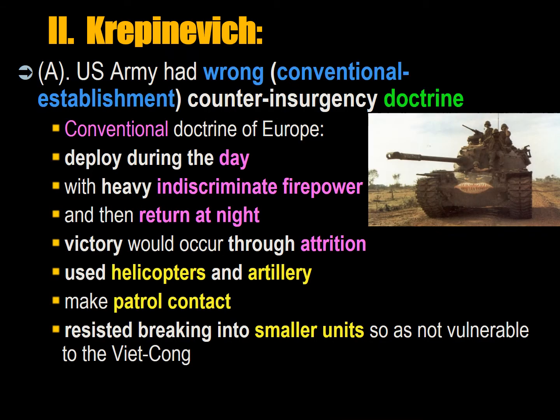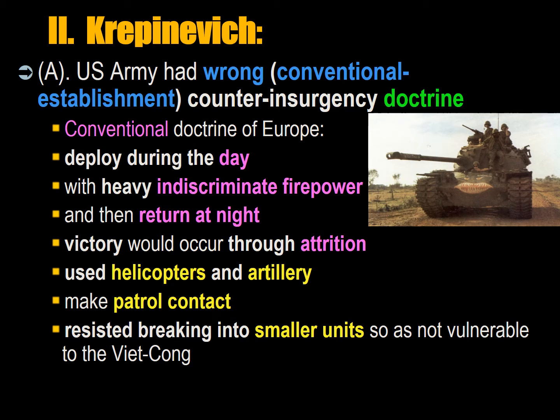The U.S. Army had the wrong conventional establishment counterinsurgency doctrine. The U.S. Army reused conventional doctrines of Europe. It deployed during the day with heavy indiscriminate firepower in the forms of tanks, artillery, and aircraft, and then returned at night to their bases, severing their contact with the population that needed protection from the Viet Cong at night.